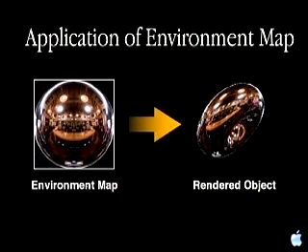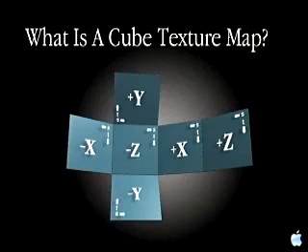So that was environment maps. Next, I'll talk about cube texture maps. This is a cube texture map. As you can see, there's multiple faces of the images. The images are arranged in a cube structure. For use as an environment map, the cube texture map must have the faces arranged to form a cubic panorama that shows the scene as viewed from the object.